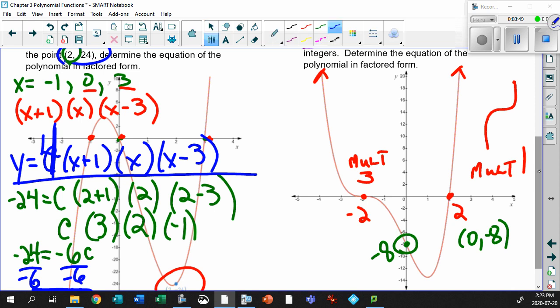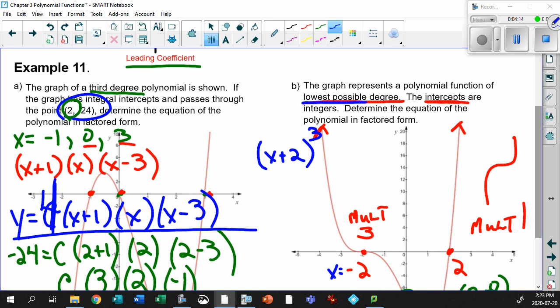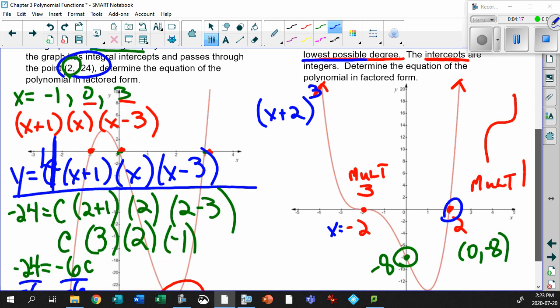So first things first, let's write out our multiplicities. This is going to be x equals -2. Don't forget, flip the sign, so this is x plus 2, with a multiplicity of 3 because of the shape. And it's the simplest multiplicity, because normally we'd say it's either 3, 5, 7, 9, and so on. But here the question says the lowest possible, so choose 3. This other one has a multiplicity of 1, and it's x equals 2, so this is x minus 2. Put a C value in front. That's what your polynomial equals.